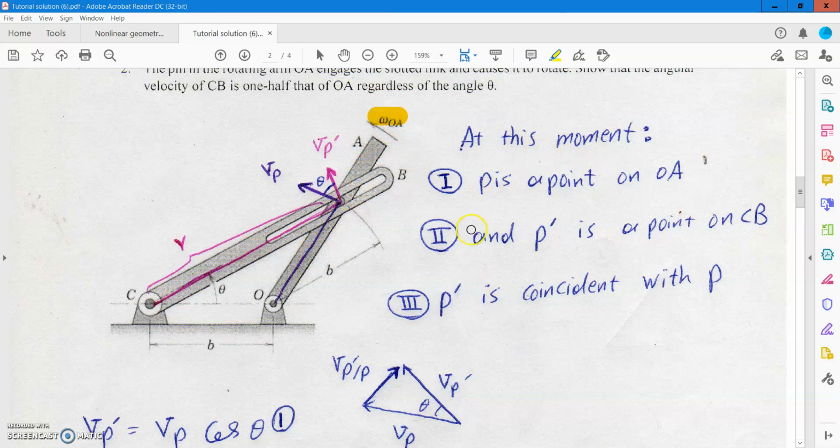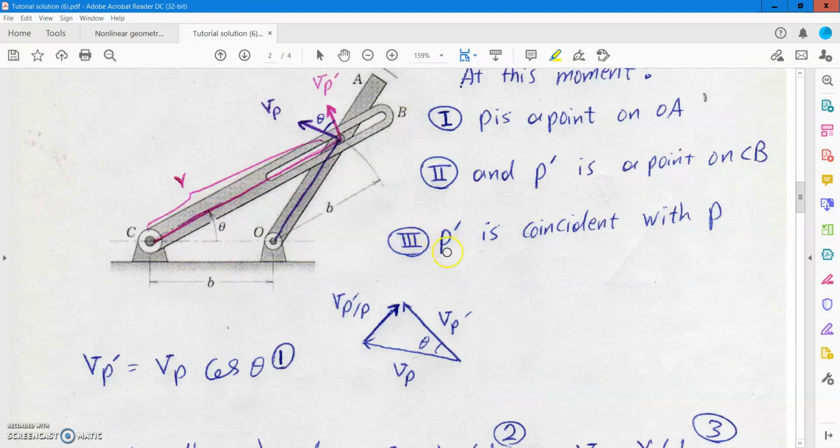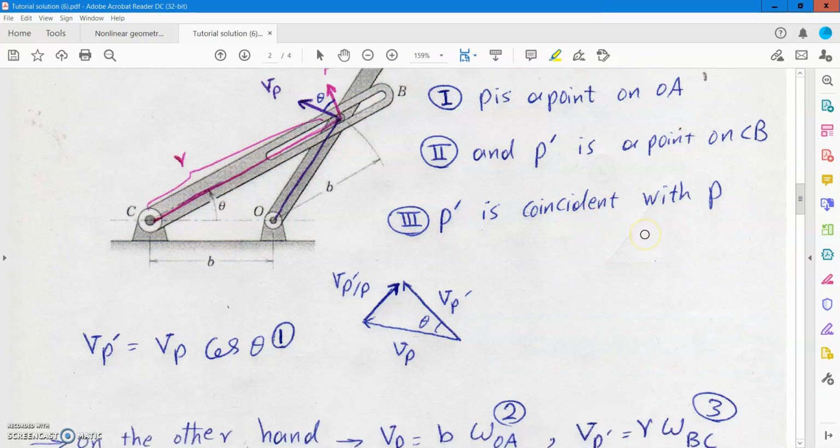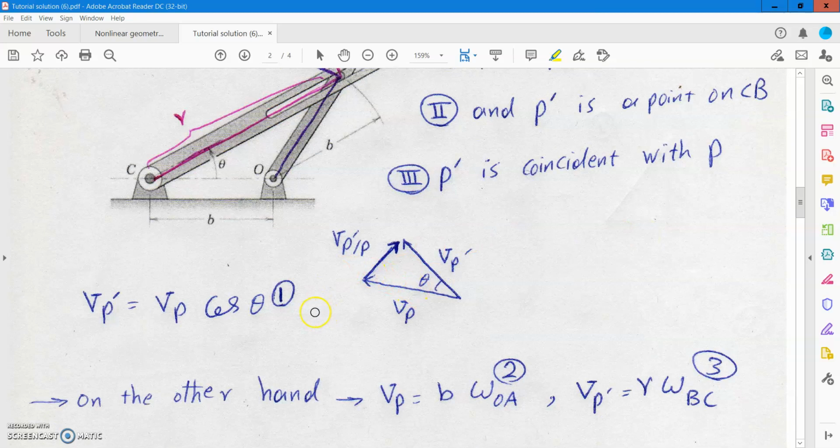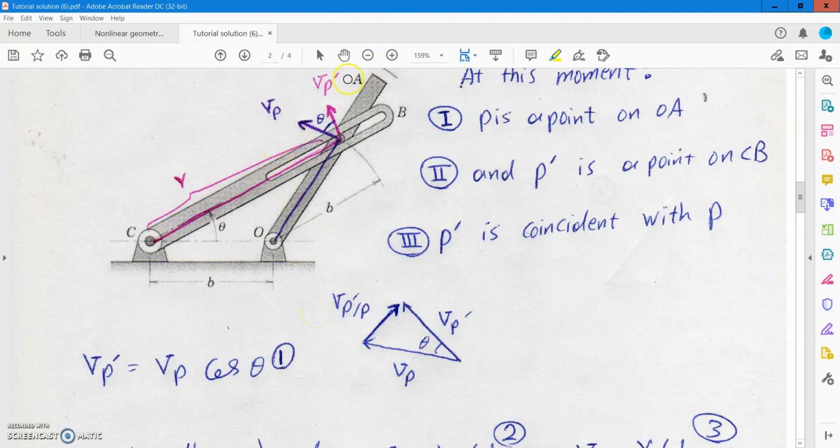So at this moment we can assume that this pin, which we call point P, is a point on link OA, and P prime is a point on CB, and P prime is coincident with P. If you look at the triangle and use the relation between VP and VP prime, you can easily write that VP prime is equal to VP times cosine theta, where theta is this angle.